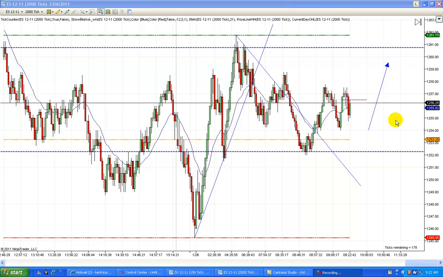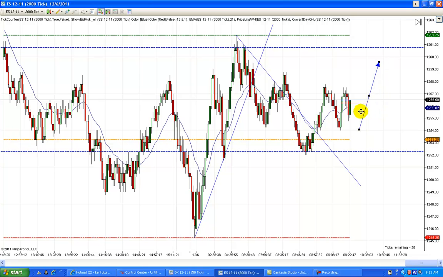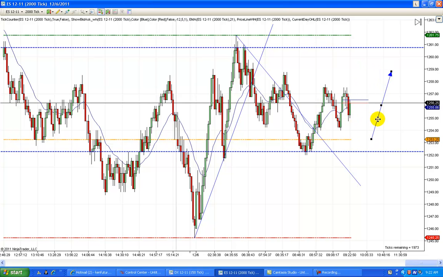We're looking basically at a second entry long here, when we're looking for a measured leg up of approximately that right there. You see, here's your first leg. Let me be ready for this trade. Here we go.